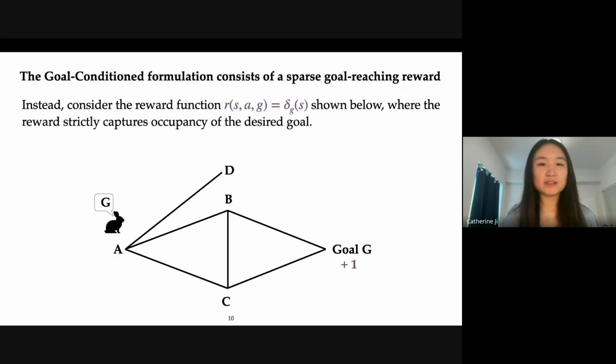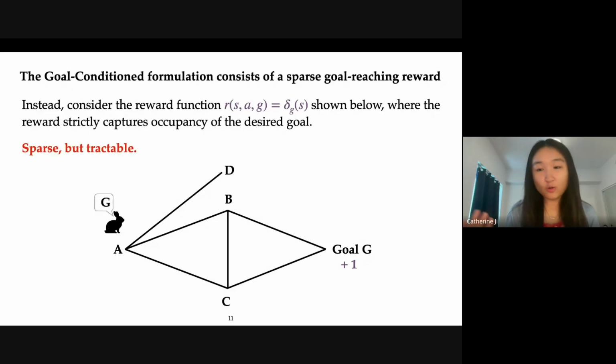A simple answer to this is to consider a reward function that looks like a Kronecker delta function or similar, where you're just rewarding the agent for being in the goal state. So the reward is just going to be 1 when the agent's at the goal state, and 0 otherwise. Almost by definition, the reward strictly captures occupancy of the desired goal.